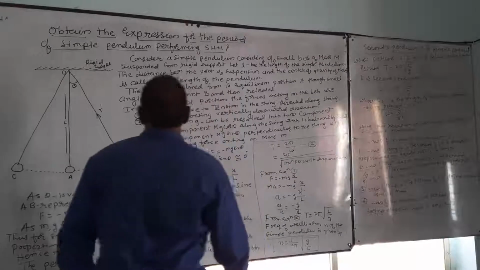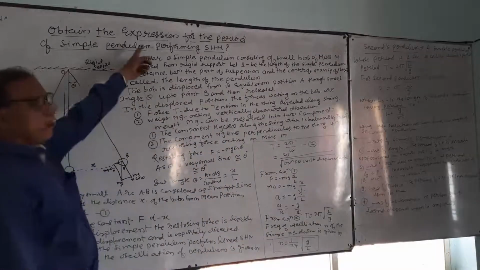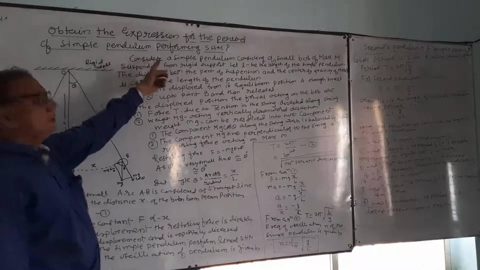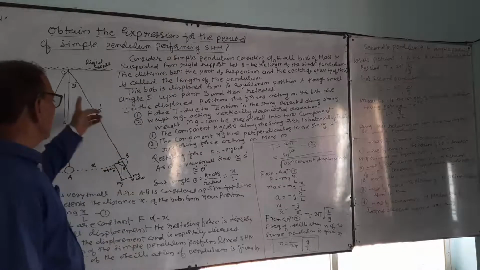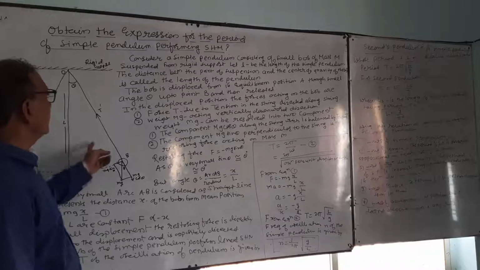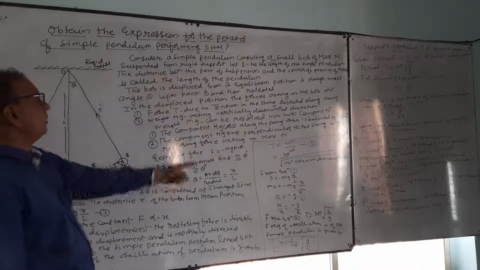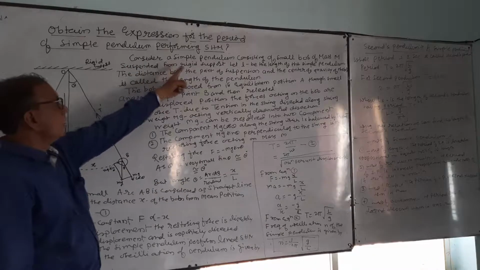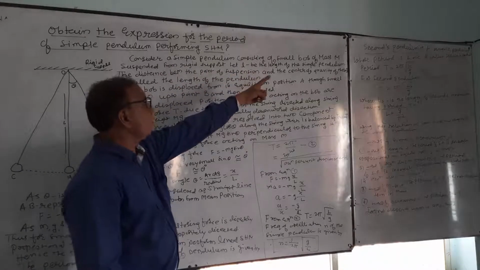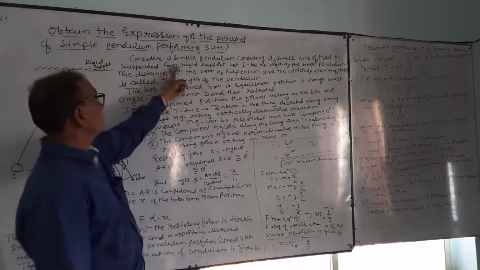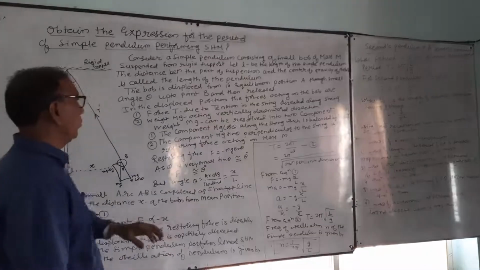Next point, obtain the expression for the period of a simple pendulum performing SHM. First, draw this diagram, then a description of this diagram. Consider a simple pendulum consisting of a small bob of mass m suspended from a rigid support.